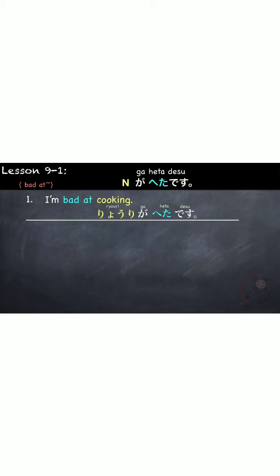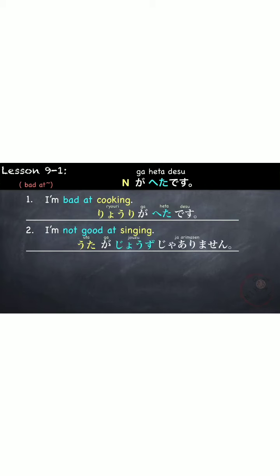Or you can simply say 料理が上手じゃありません。Another example, I'm not good at singing. Singing or song is 歌。歌が, not good at. So we use the less intense form of 下手, which is 上手じゃありません。歌が上手じゃありません。I'm not good at singing.